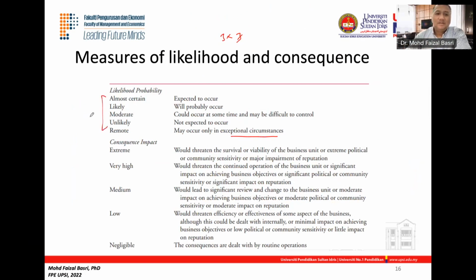This is based on 5, for example. So if you have 3 by 3, maybe you can use likely, moderate, and unlikely. Just enough. And then there will be the implication, the consequence, also based on 5: extreme, very high, medium, or negligible. These terms can be used if you use 5 by 5. So if you use 3 by 3, you can remove the extreme parts, the highest and the lowest. So you just use the 3 in the middle.